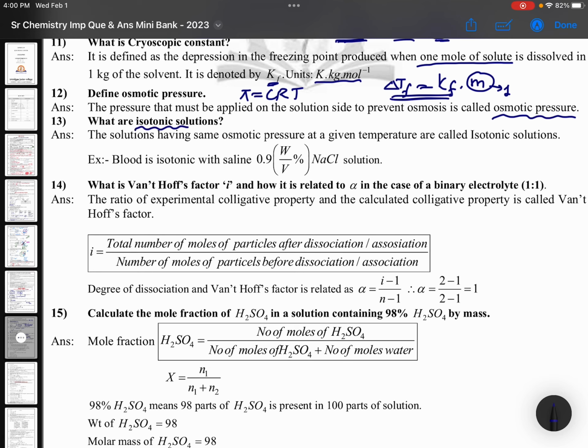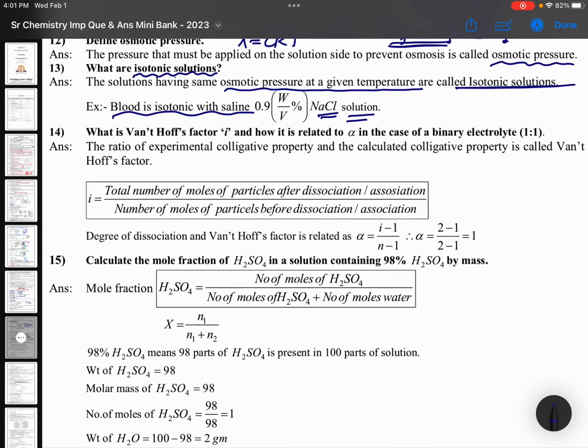What are isotonic solutions? Isotonic means same osmotic pressure. The solutions having same osmotic pressure at a given temperature are called isotonic solutions. Example, blood is isotonic with saline, 0.9% weight by volume sodium chloride solution. ये आपको याद रखना ही पड़ेगा.